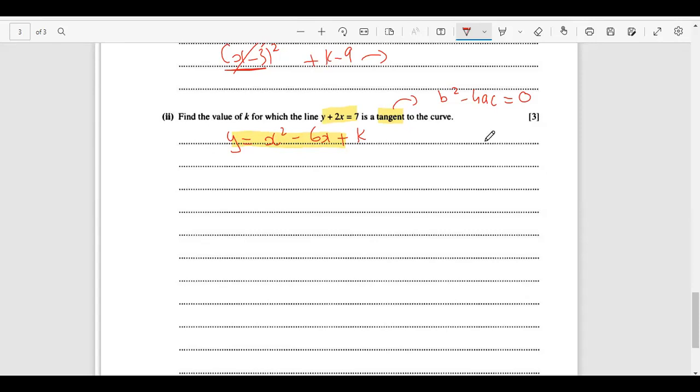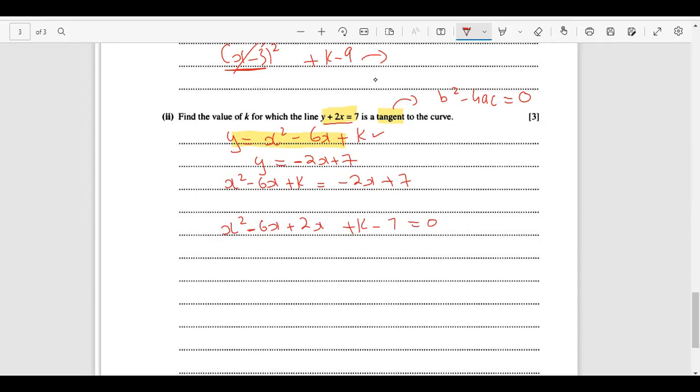Okay. So let's try doing it together quickly. So this is the curve. This is the line. Let me write it down this way: y equals minus 2x plus 7. It has to be like this. Only then we would be in the position to equate them. So now I need to equate both the equations. It would give me x squared minus 6x plus k equals minus 2x plus 7. I will just simplify this. It would give me x squared minus 6x plus 2x plus k minus 7 equals 0.